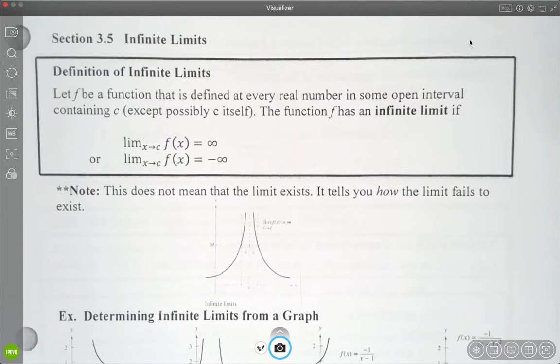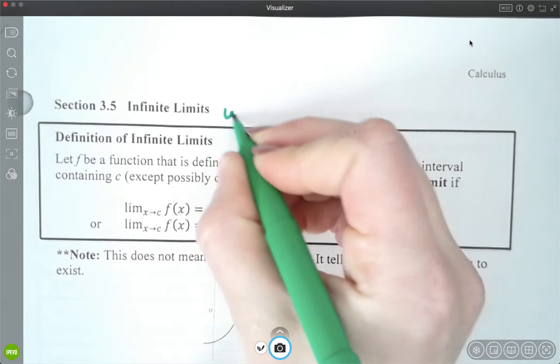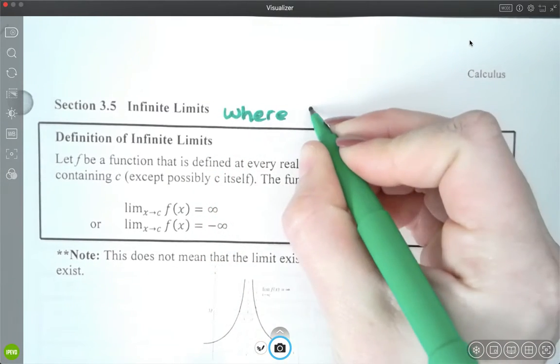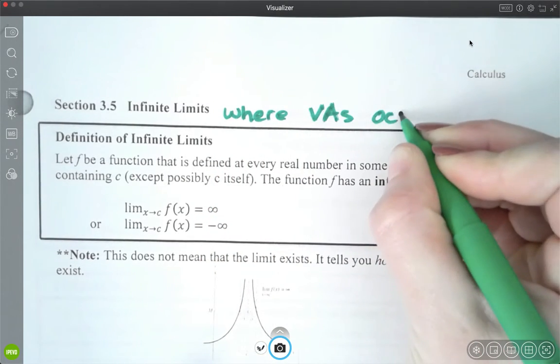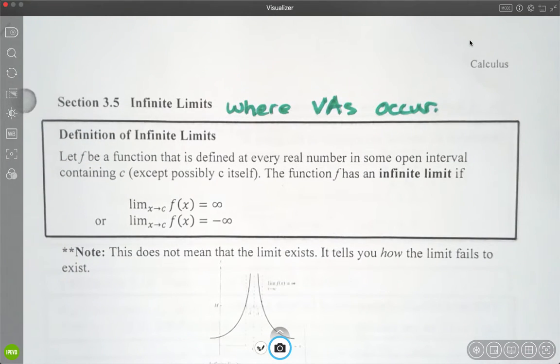All right, be quiet. Infinite limits. Definition of an infinite limit. Infinite limits will happen when? Where vertical asymptotes are. That's what will happen. Where you have VAs, you will have infinite limits, and that is all. Where you have holes, you will have actual numerical limits. You'll have actual numbers that it's approaching, right? Because it's just a hole in the graph.